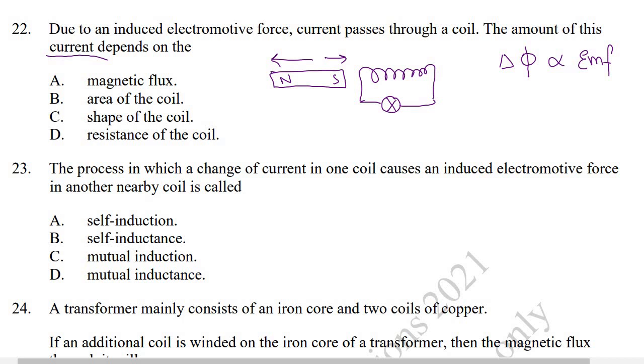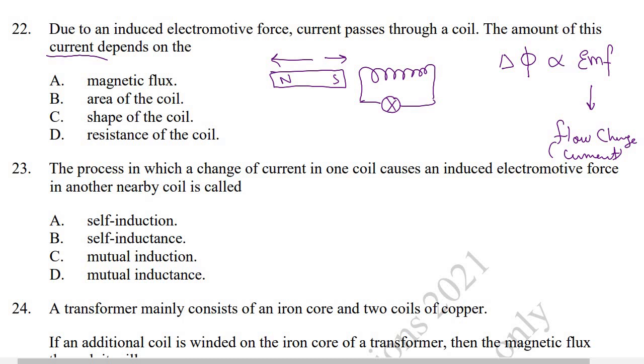और इस EMF की वजह से there will be a flow of charge or current. तो EMF की वजह से करंट प्रोड्यूस होगा. So this EMF depends on a number of factors, that is, the relative speed between the magnet and the coil, or the number of turns, or the area of the coil, or the strength of the magnetic field.